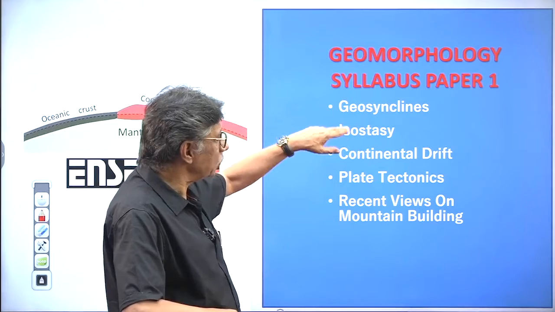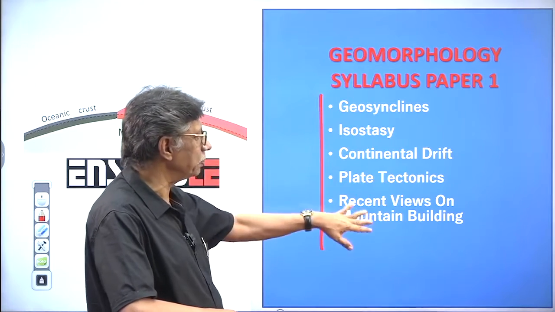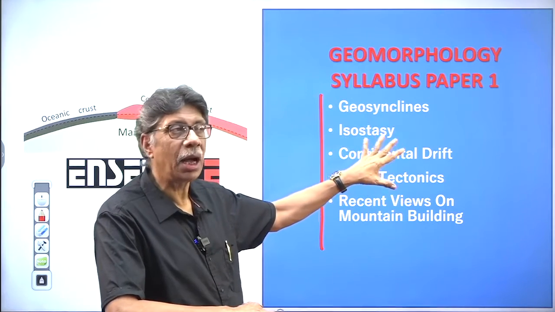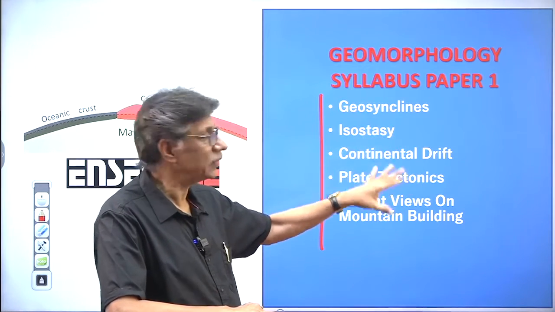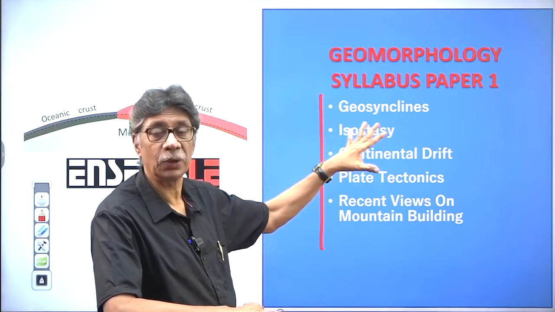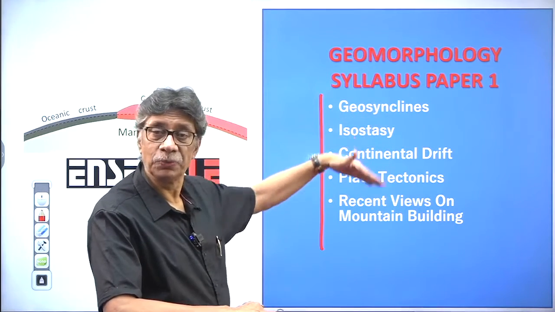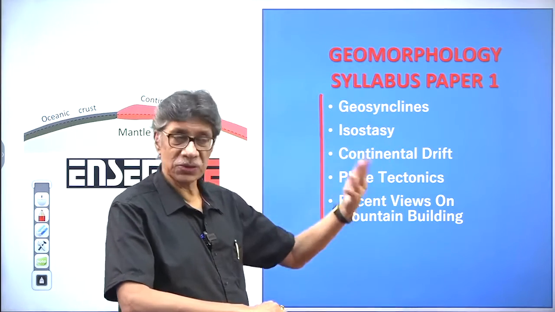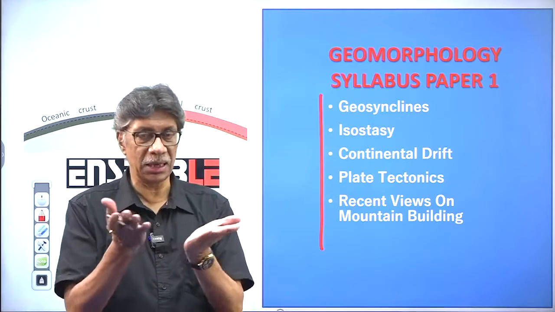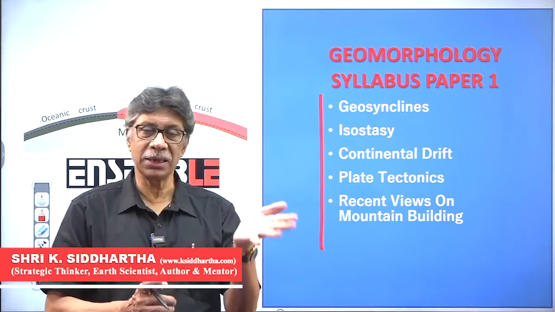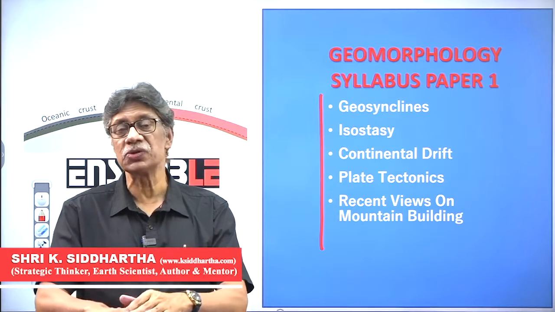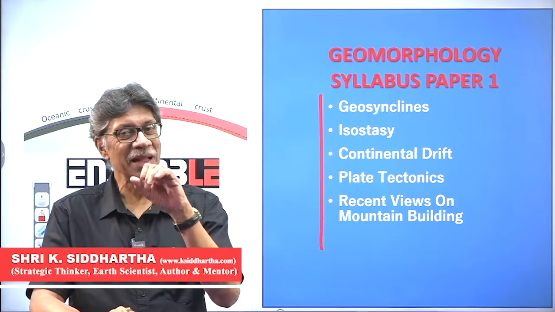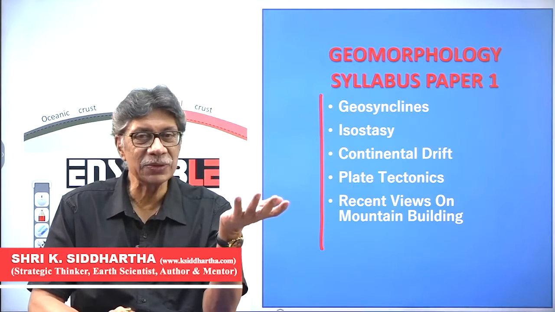Coming to the next set of topics, that is geosyncline, isostasy, continental drift, plate tectonics, and recent views on mountain building. Now they are one. If you have seen the cluster approach, how exactly and how smartly geography can be studied, then all of these topics must be studied at once because all of them are correlated to each other. There is no way that you can separate them out. So geosyncline is an old topic. Otherwise, the new name that is used with respect to geosyncline is geocline. Geosyncline is no more used except in your syllabus in geomorphology. Anyhow, that's the way it is going to be.